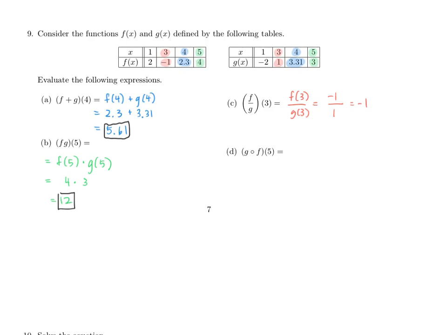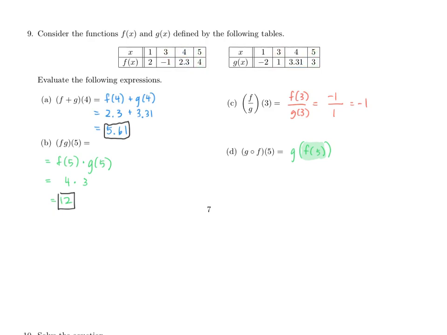Okay, and then the last one, part D, they want us to do a composition function. Remember that this means g of f of 5. So what we're going to do first is we're going to find f of 5. So we completely ignore the g for now. Let's just look at f of 5. Let me erase all these other colors so it's easy to follow what I'm doing here.